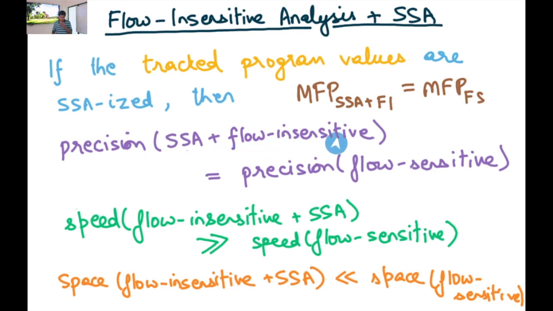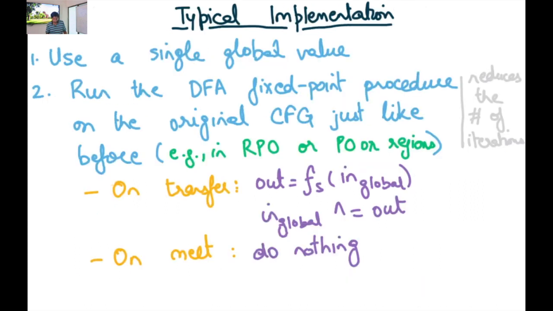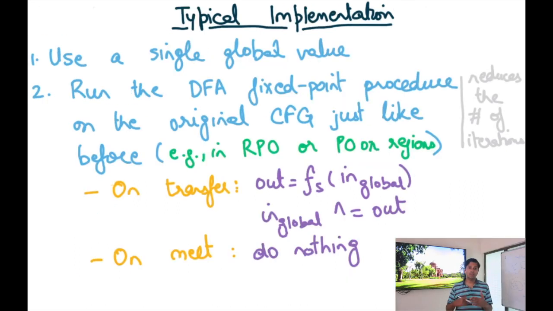So precision of SSA plus flow insensitive is equal to the precision of flow sensitive. Whereas the speed and the space of flow insensitive plus SSA is significantly better than the speed and the space of flow sensitive, because in flow sensitive I have to copy the value at every program point, but in flow insensitive I can keep a single global value for the entire program. And so the speed of flow insensitive plus SSA is significantly higher than the speed of flow sensitive, and the space of flow insensitive plus SSA is significantly lower than the space requirement of flow sensitive analysis. So this is a great improvement.